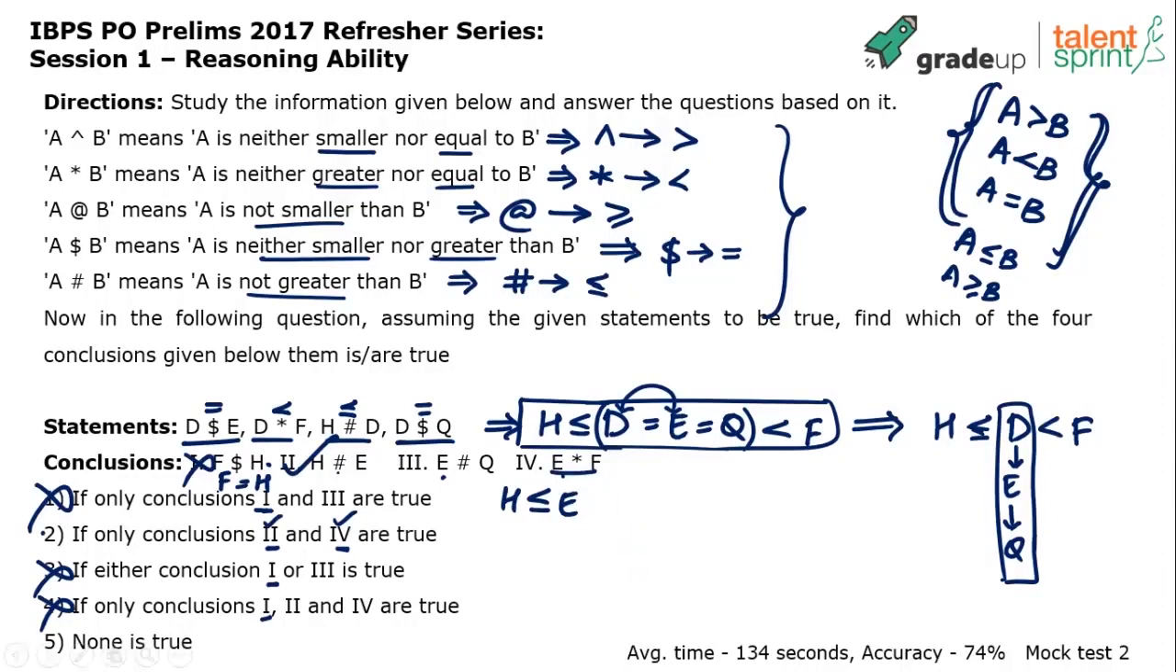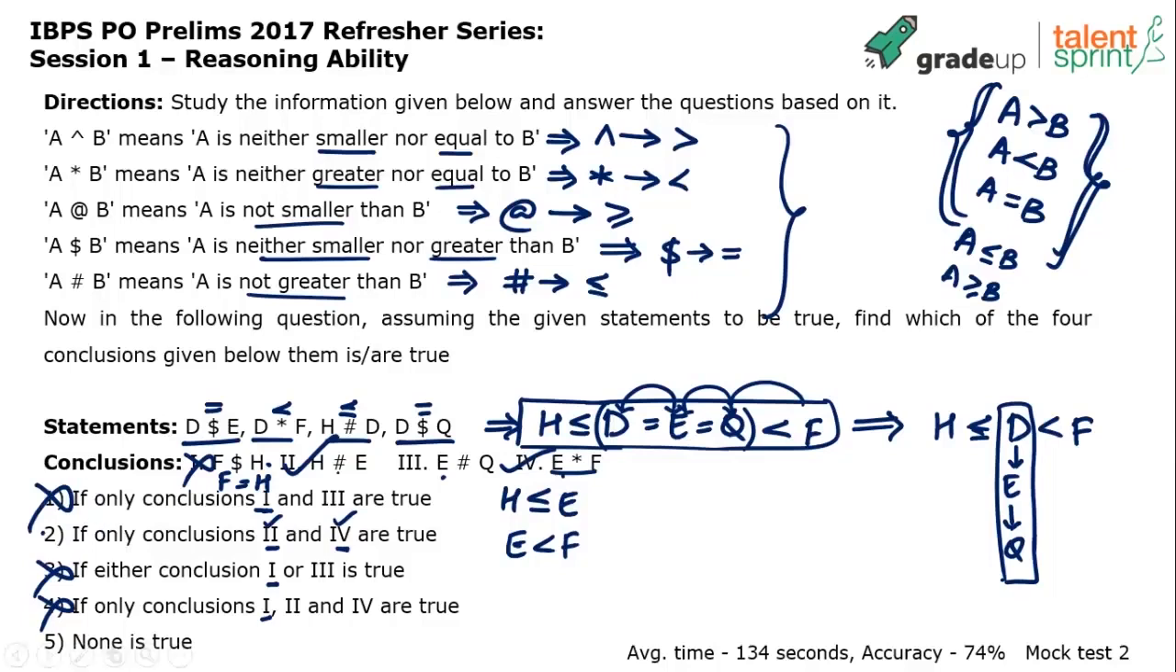Look at fourth one. E star F. Star means what? Star is less than. E less than F. Is it true? E less than F? Yes. Actually, Q is less than F. But Q and E can be swapped, right? Q and E are equal. So if Q is less than F, I can say E is also less than F. So E less than F. So fourth one is also true.